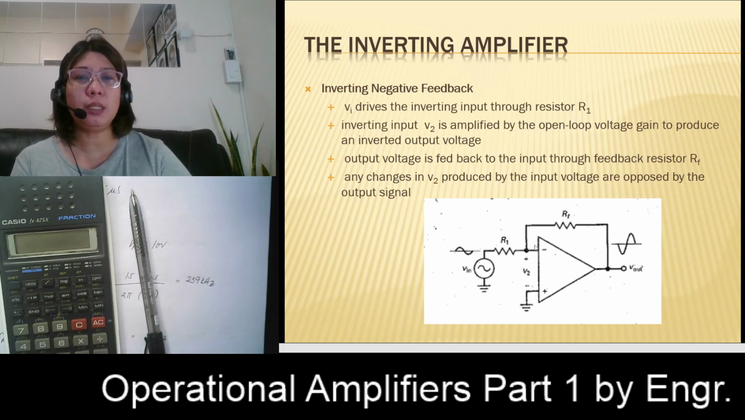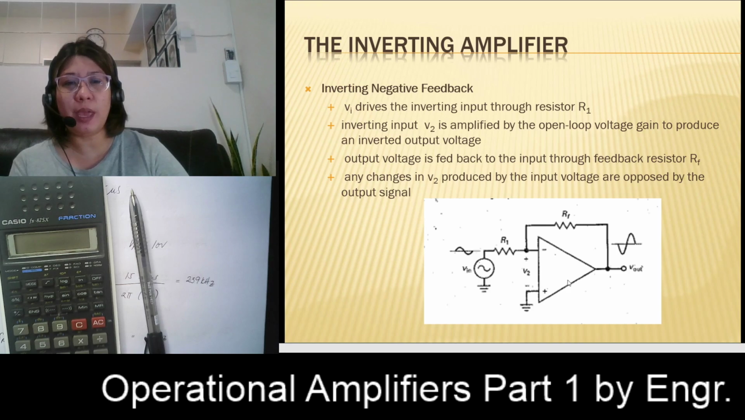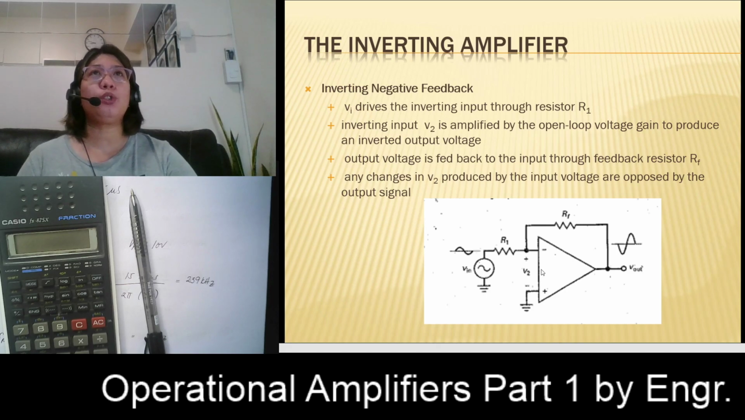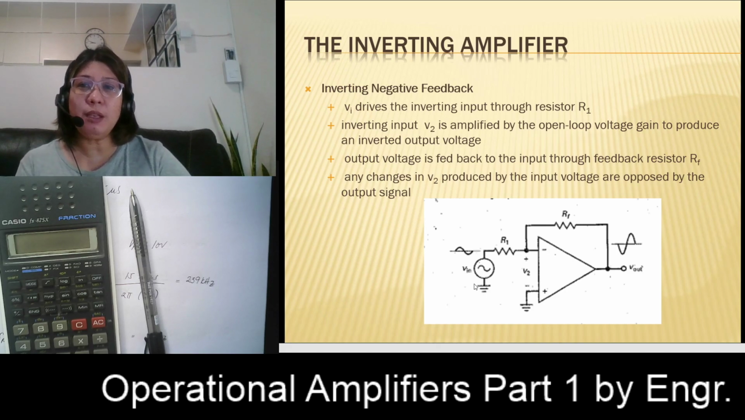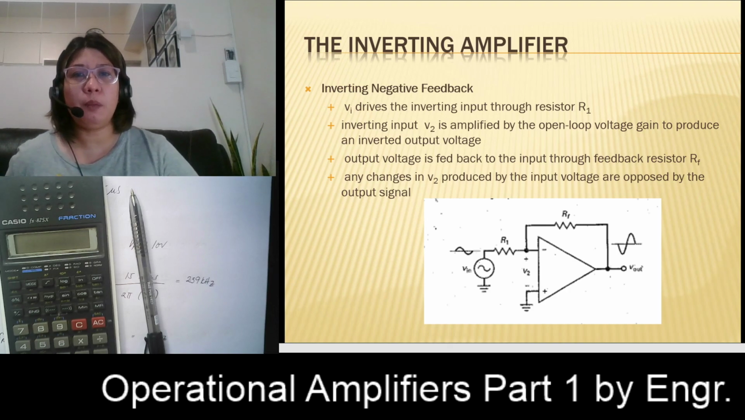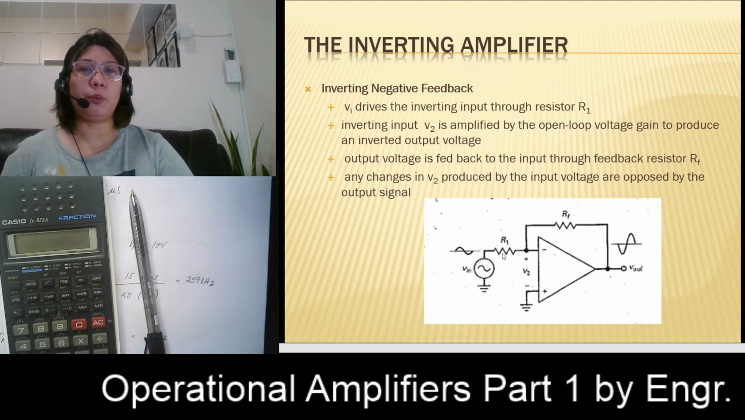As you can see, we kept the figure simple by not showing the power supply first. But always remember that we always have a positive and a negative voltage supply in our operational amplifier. To start with, we have an input VI. This is your Vin, which is directly connected to the inverting terminal of our operational amplifier. That's why we have here an inverting amplifier. Your VI drives the inverting input through our resistor R1.